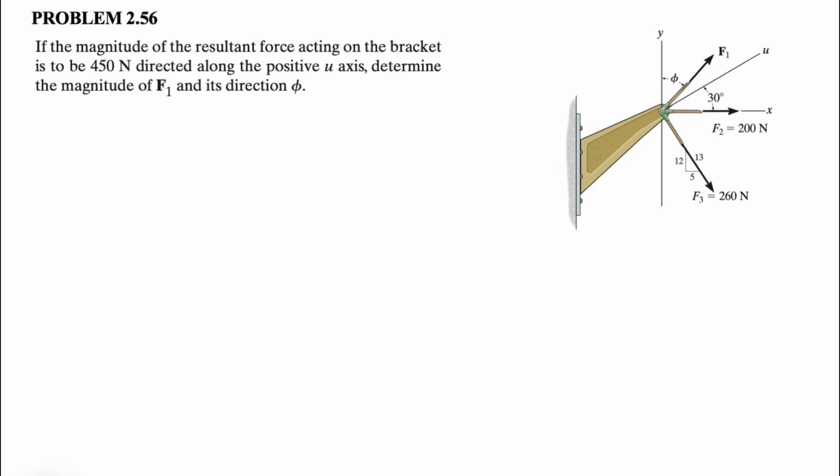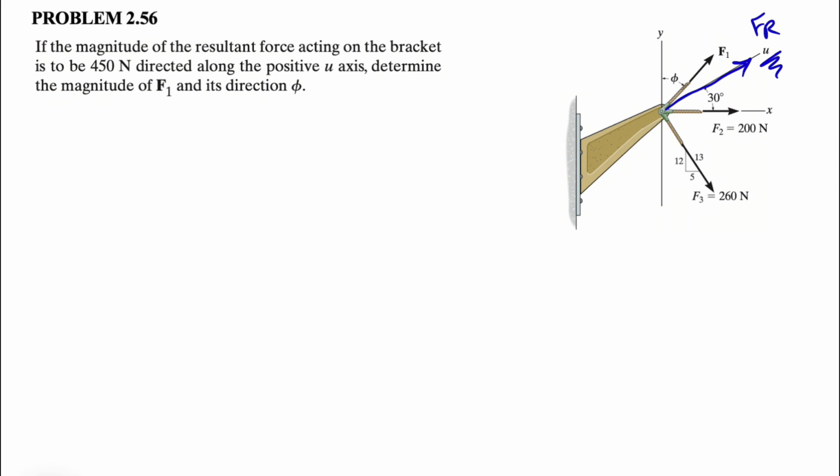We're going to be solving question 56 from the second chapter of the Hibbeler textbook. We know that the magnitude of the resultant force acting on the bracket is 450 newtons directed along the positive u-axis. We can see the u-axis in here, and the resultant of these three forces, which we can show with Fr, is along the positive side of the u-axis. So we're going to call it Fr.